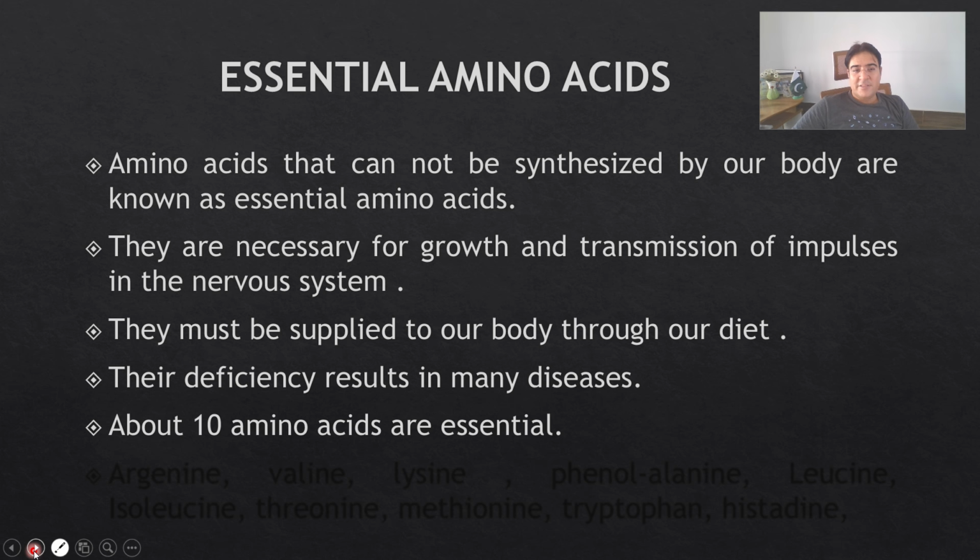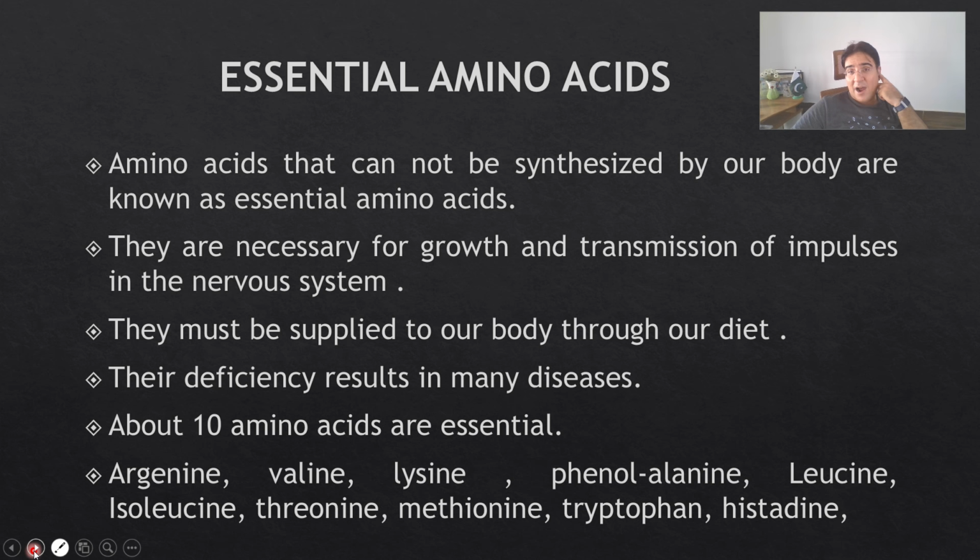Okay, and you have disease. Ten are essential: arginine, valine, lysine, phenylalanine, leucine, isoleucine, threonine, methionine, tryptophan, and histidine. They come from different protein sources.